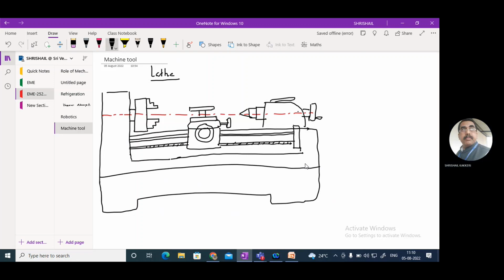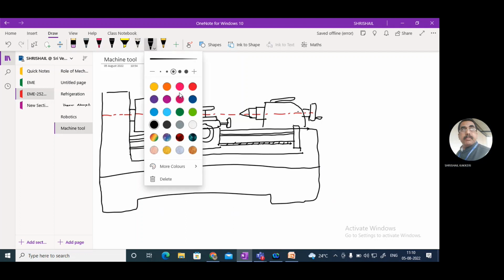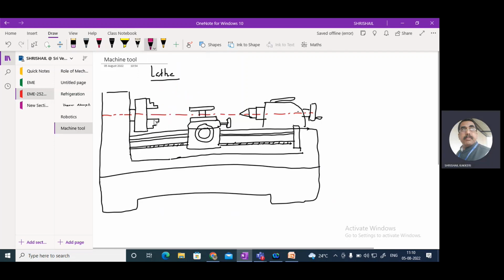Foundation and tray. Now, let me label this. Labeling is also very important. So one of you please tell me, what is this?